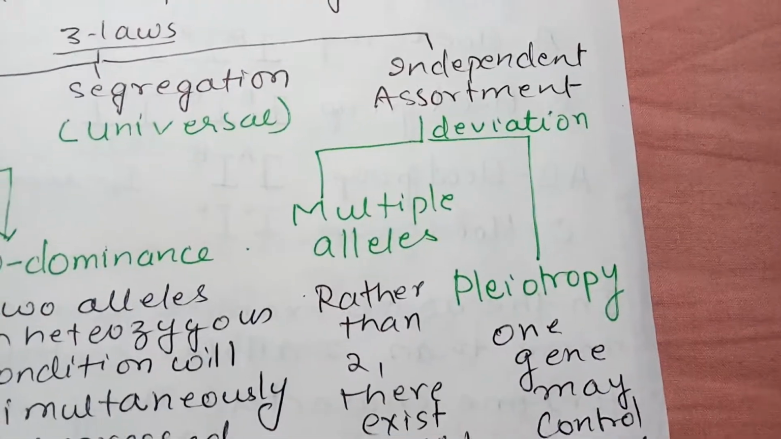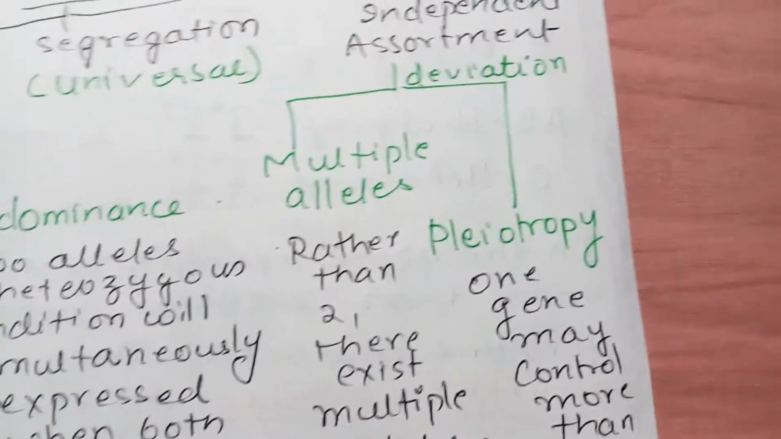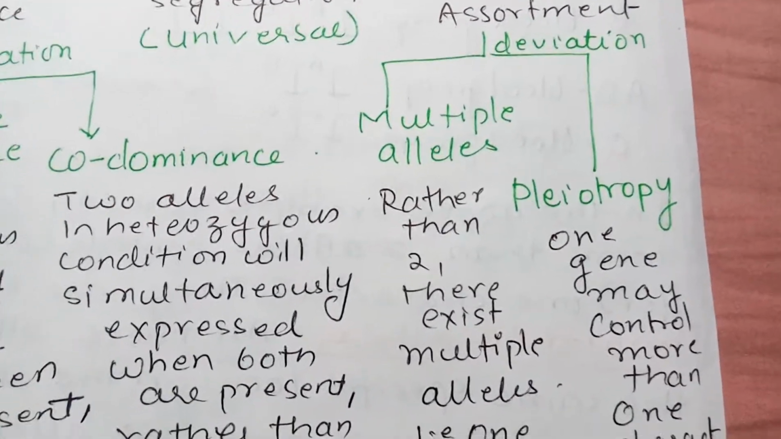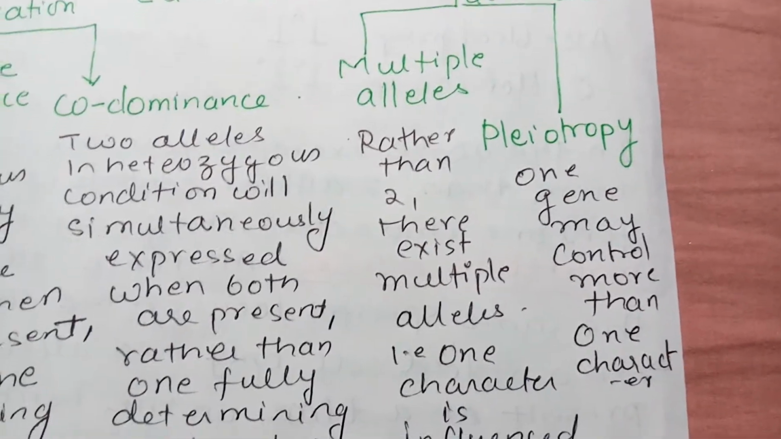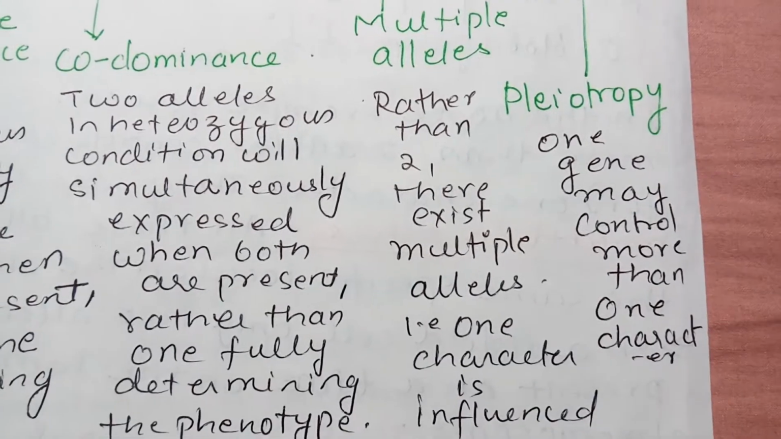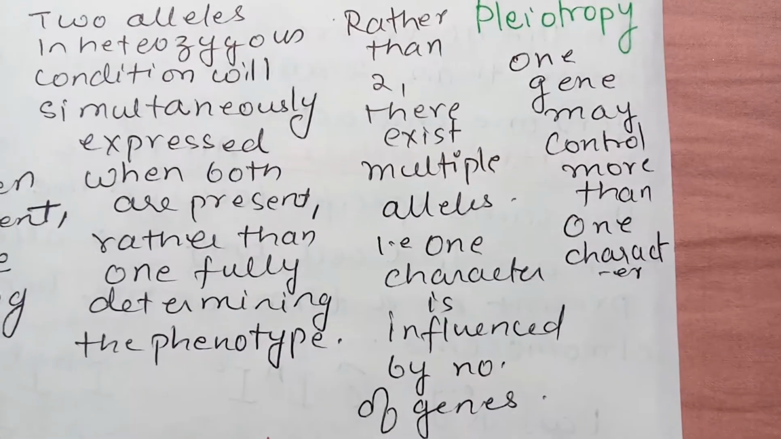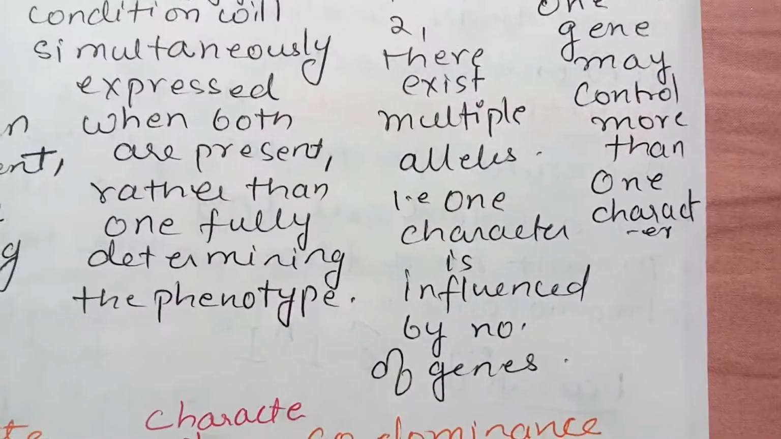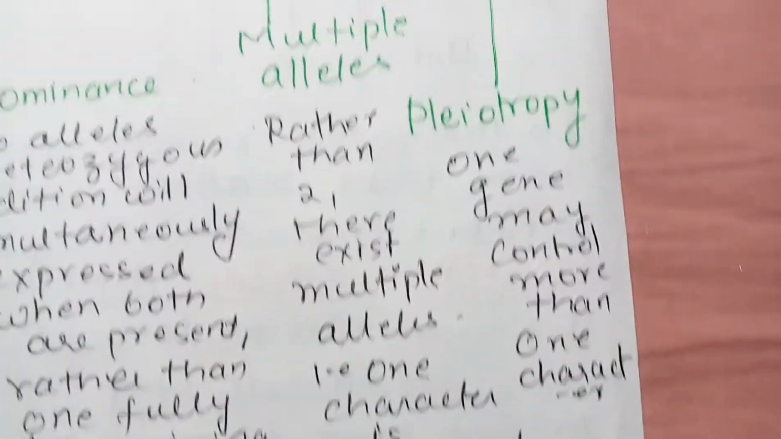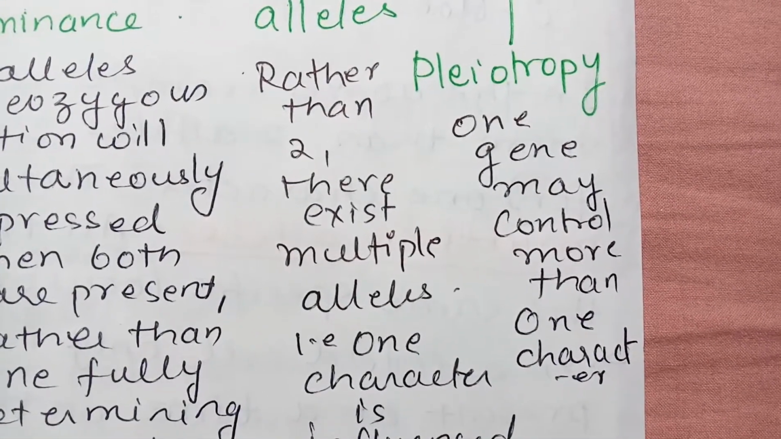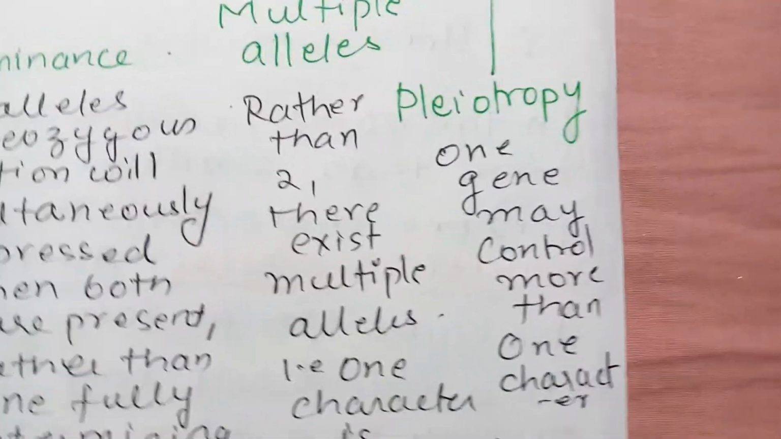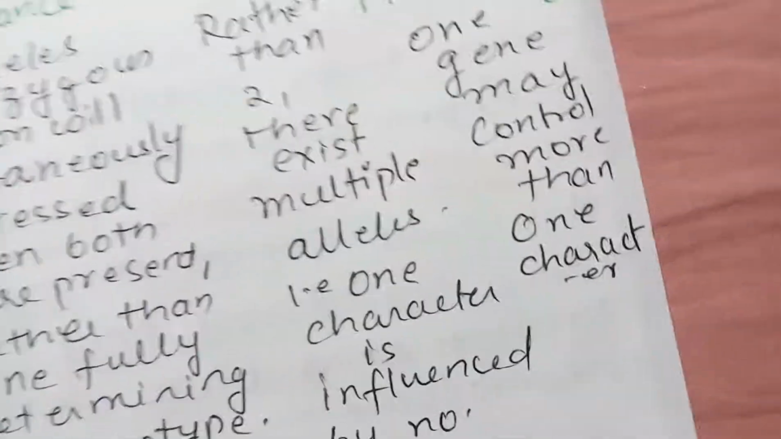Now for deviation from independent assortment, here we have 2 things in the syllabus: multiple alleles and pleiotropy. Multiple alleles means rather than 2, there exist multiple alleles, that is, one character is influenced by a number of alleles. Pleiotropy: one gene may control more than one character. So all these possibilities are there.